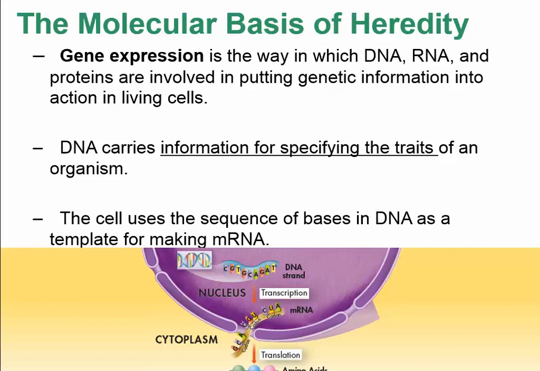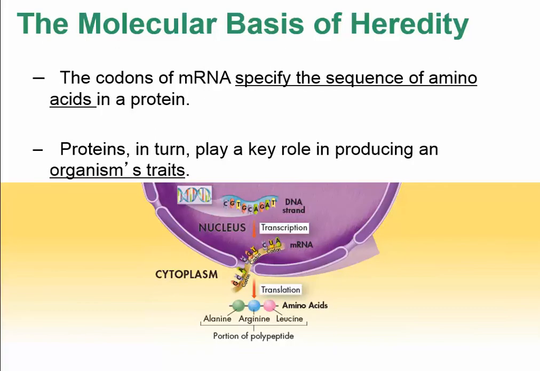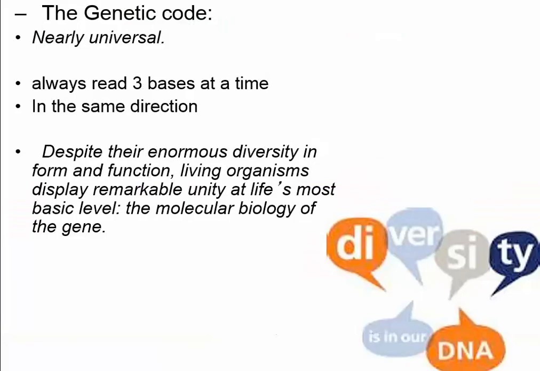And gene expression is the way in which DNA, RNA, and proteins are involved in putting this genetic information into action. So DNA carries the information, and this sequence of bases is the template for making the messenger RNA. Those codons, those groups of 3 bases, specify the sequence of amino acids. Proteins, which are made from those amino acids, play a key role in producing an organism's traits.